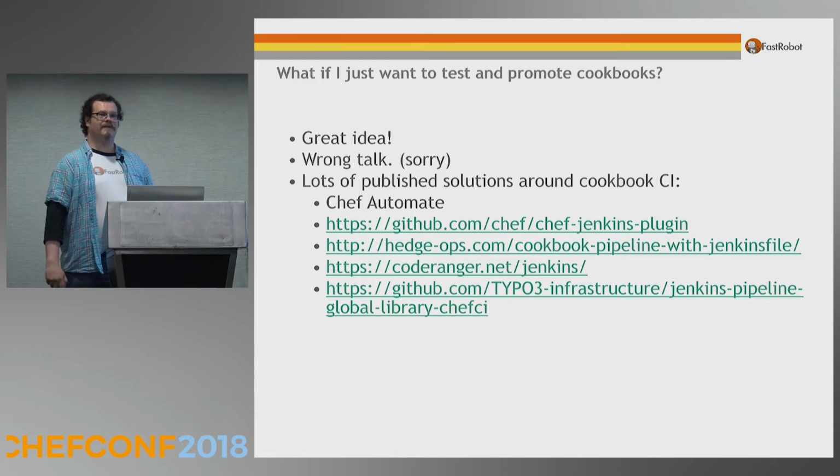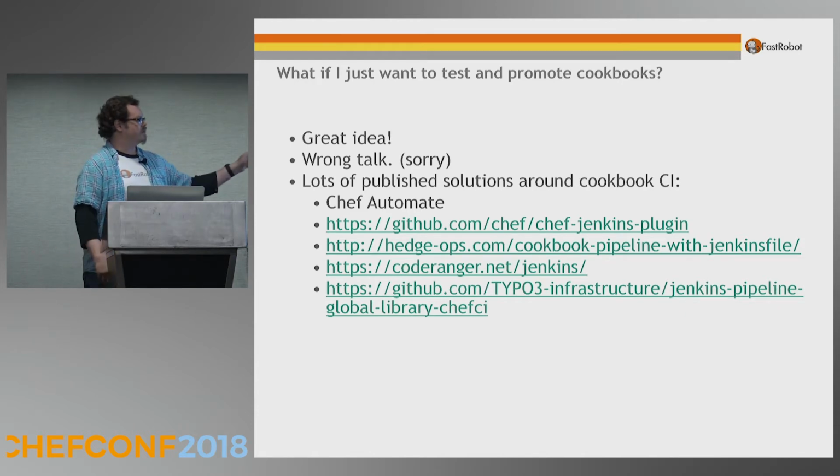Should you want to manage a Jenkins server with a chef cookbook, though, Stephen King has this Typo 3. All of his infrastructure is up. It's excellent, phenomenal, great starting point.